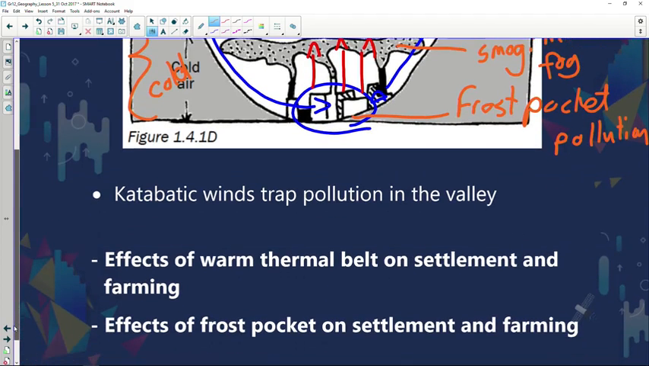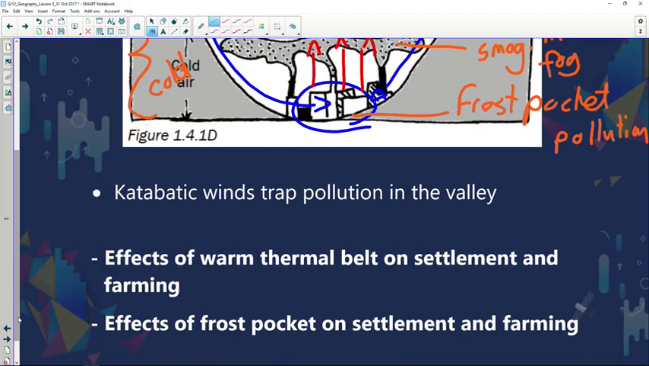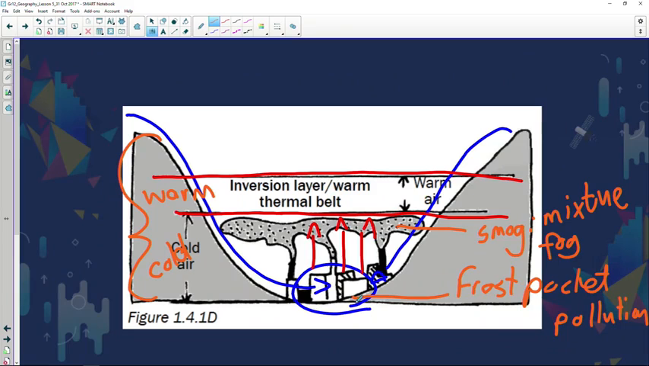Now, these also have effects on farming. For instance, if a farmer does farm in an area that's situated in a valley, he needs to be able to plant frost-resistant types of crops. Frost-resistant crops are crops that can withstand the frost. It means it won't actually kill the crops that are being farmed over there. And for settlement purposes, instead of living on the bottom of the valley, we rather go and live in the thermal belt area because we're experiencing warmer conditions. Now, many settlements are already overpopulated.